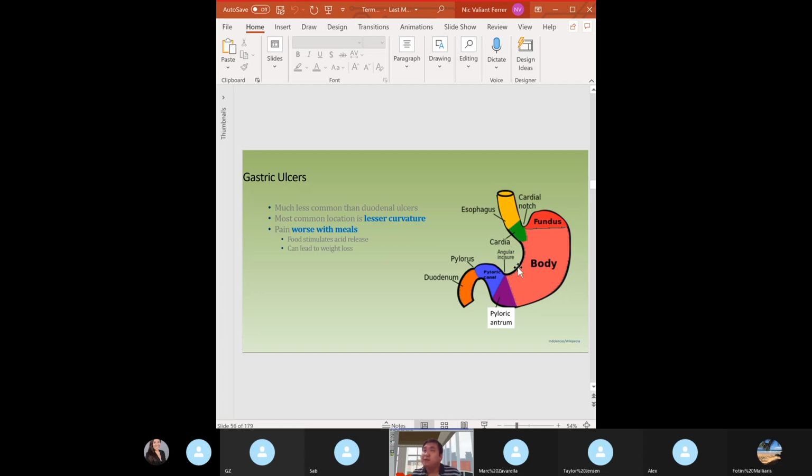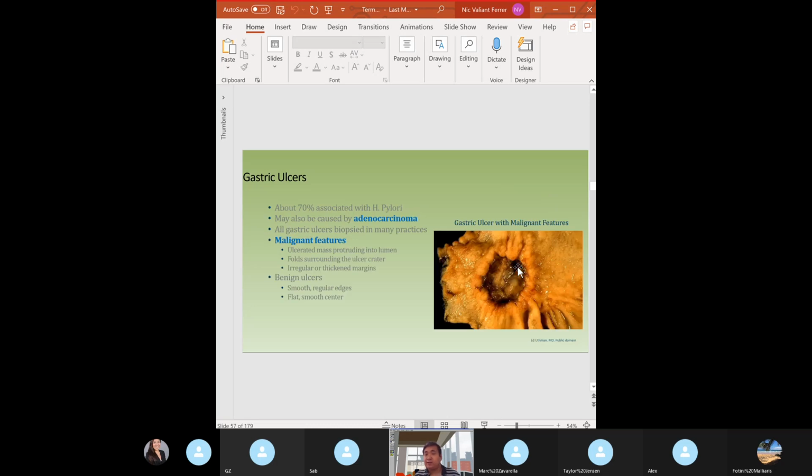Okay, so gastric ulcer, pain is worse with meals. Why do you think pain is worse with meals in gastric ulcers? Think about it. Why do you think it is worse with meals? Because of the acid release. Of course, when you're eating, right, your stomach is adjusting. So the food stimulates acid release. That's why you have worse pain with meals. And you can see they are cachectic, right? It can lead to weight loss. People who have gastric ulcers are skinny.